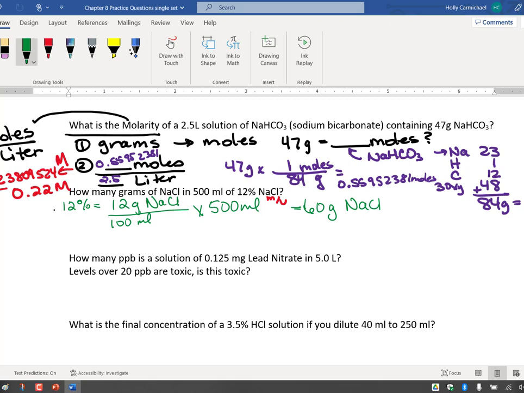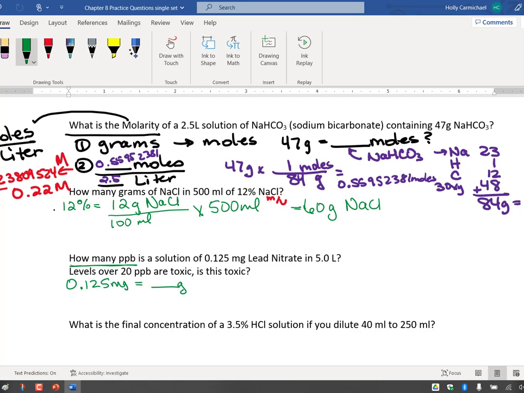So in this one, how many parts per billion is a solution of 0.125 milligrams of lead nitrate in 5.0 liters? Levels over 20 parts per billion are toxic. Is this toxic? So one, I want to find parts per billion. So what do I have to put 0.125 milligrams in? Got to put that in grams.